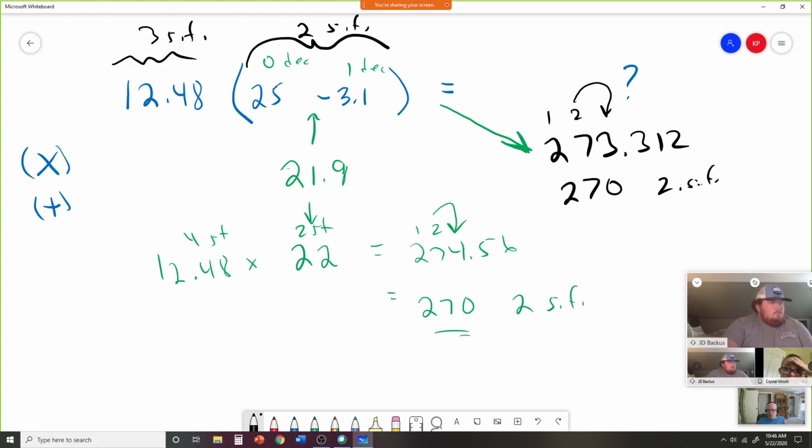So you have to apply different rules depending on what you're doing. Like I said, the more you do this, the better you'll get at it. We will do significant figures for every calculation. 99% of the time, it'll be multiplication or division.